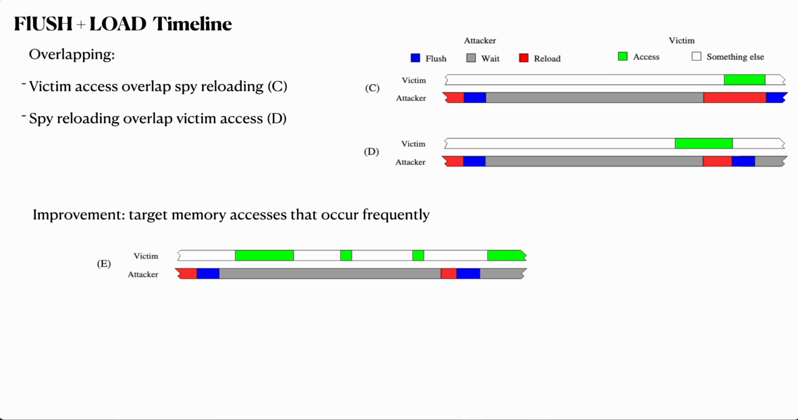And it's very possible for the victim's access and the attacker's reload to overlap each other. If the victim accesses while the spy is reloading the lines, then the victim access will not trigger a cache fill and will use the cache data from the reload phase. Consequently, the spy will miss the access.